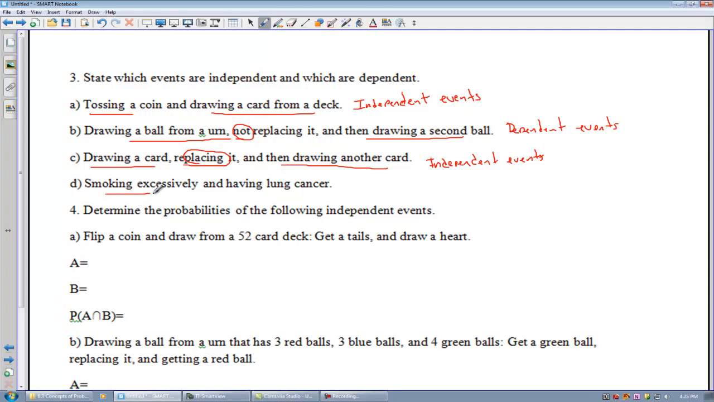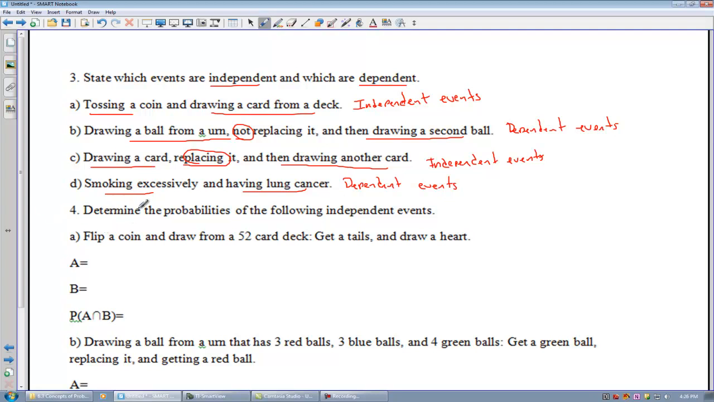Okay, smoking excessively and having lung cancer. Event A is that you smoke, and B is that you have lung cancer. Are these dependent or independent events? I would argue that they're dependent events, but some people may argue that they're independent. I argue that they're dependent because if you smoke excessively, that's going to change the probability of you having lung cancer. And that's really the idea of independence versus dependence: if you assume one occurs, does that affect the probability of the other? If I assume that you smoke excessively, I think the probability that you have lung cancer will actually increase, because there's some sort of correlation between smoking and lung cancer.